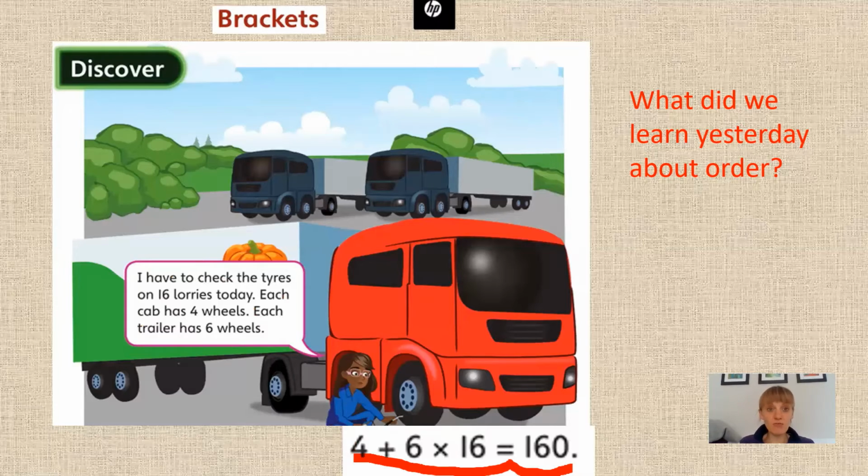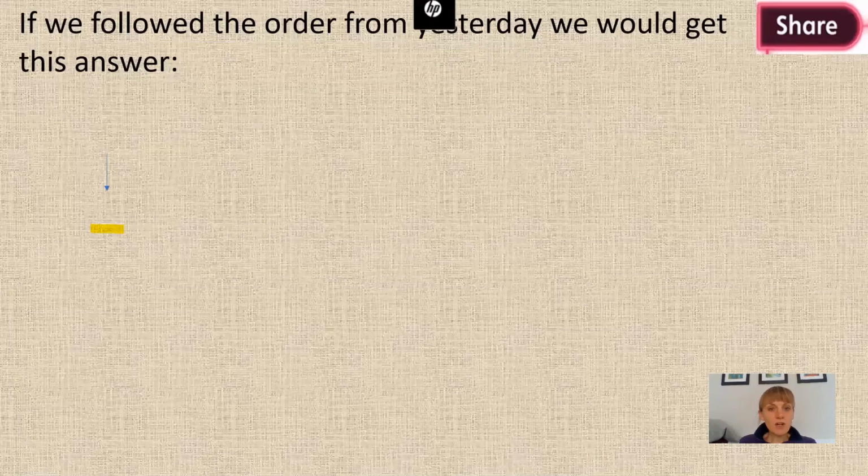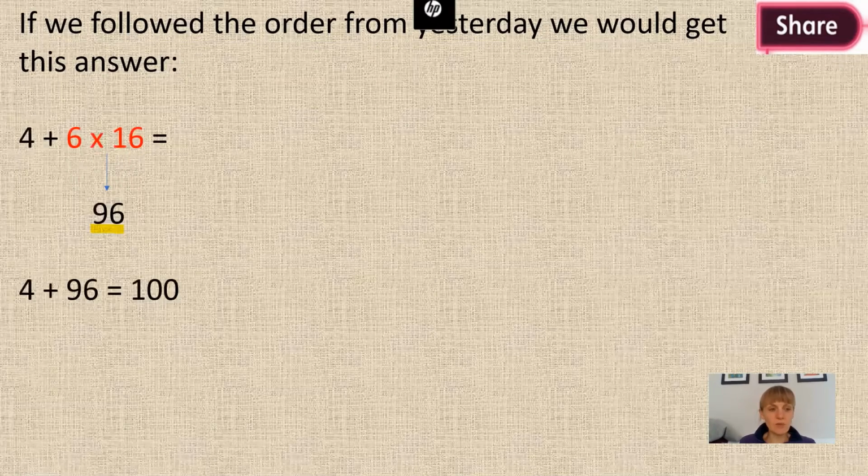Now, let's have a look if she's right. If we followed the order from yesterday, we would get this answer, because if we were doing 4 add 6 times 16, we'd have to do 6 times 16 first, because that's multiplication, which would give us an answer of 96. And then we would add the 4 to it, which would give 100. So that would tell us that the mechanic would have to check 100 tyres today.